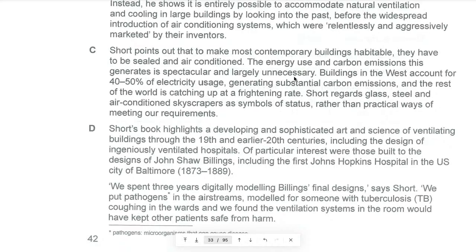Yes, very good. The energy use and carbon emissions of the most contemporary buildings. This generation is spectacular and largely unnecessary. That means these contemporary buildings use a lot of energy, and also release so much carbon. Spectacular means that is too much and largely unnecessary, and he doesn't think that is necessary at all. Most of them are kind of useless. Okay?